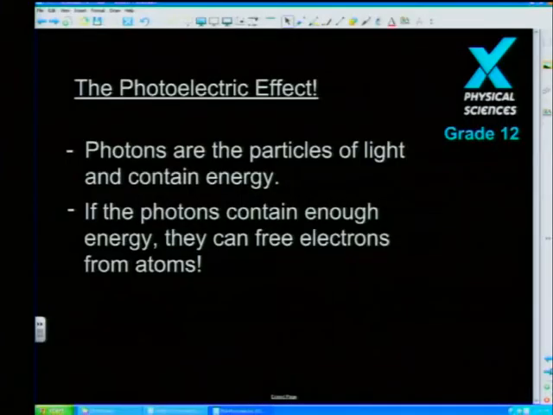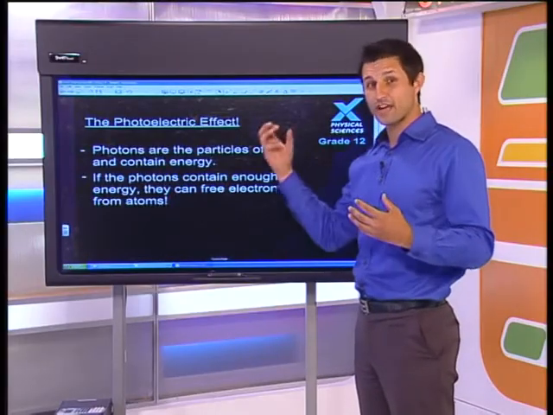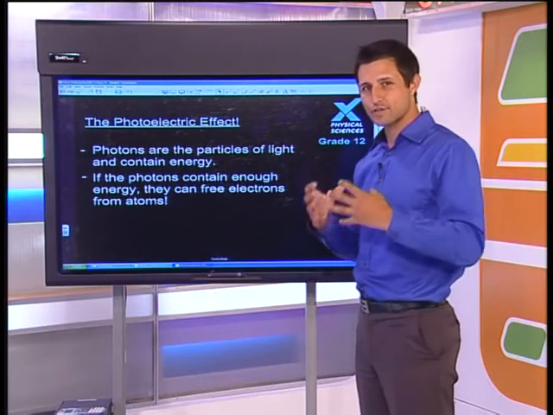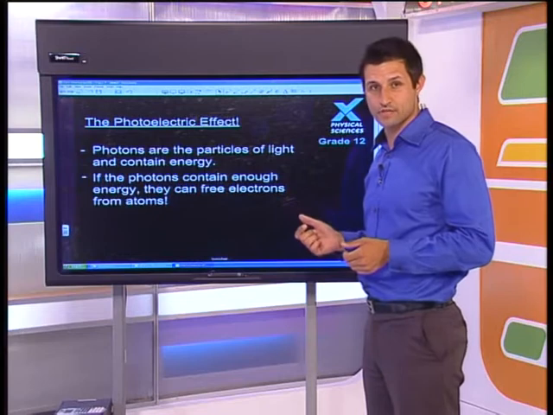He told us that photons are the particles of light and that they contained energy called quanta, if you want to write that down. And if the photons contain enough energy, they can free electrons from atoms. Now, I've got a great video clip a little bit later on. We're actually going to show you that electrons can come off and we can actually physically see electrons leaving something, and this is a very nice graphical way of representing it.